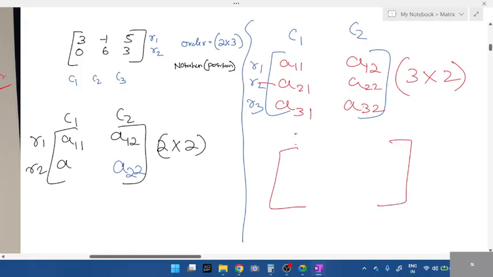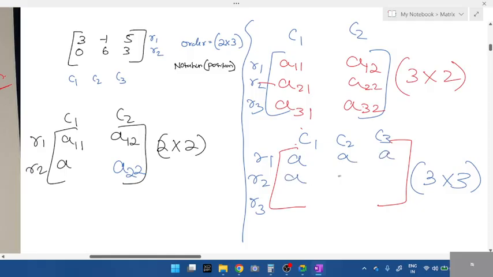Take another example, 3 comma 3. I want you all to write A value now. Start writing C1, C2, C3, R1, R2, R3. What's the matrix order? Order of matrix, 3 into 3. Write all the alphabets. Just take A and write all the numbers, students. Just write A here for all this. A and A. Write the numbers.